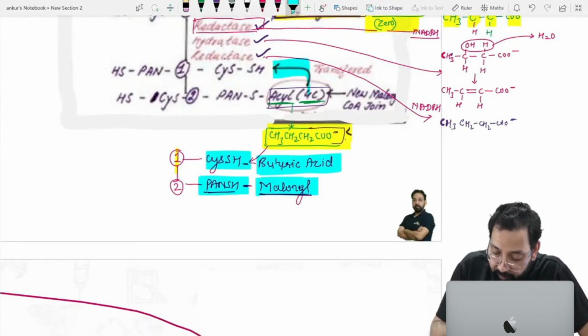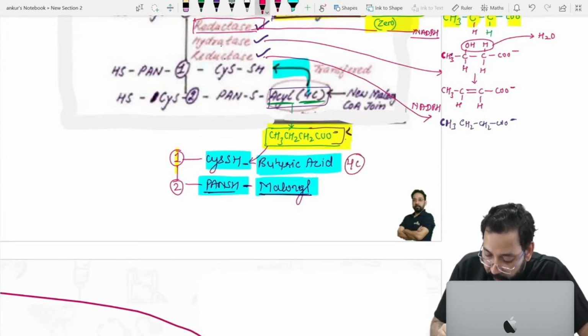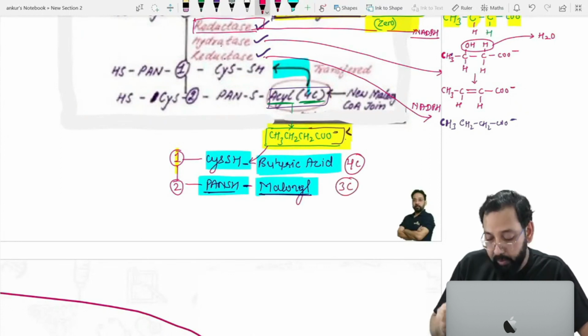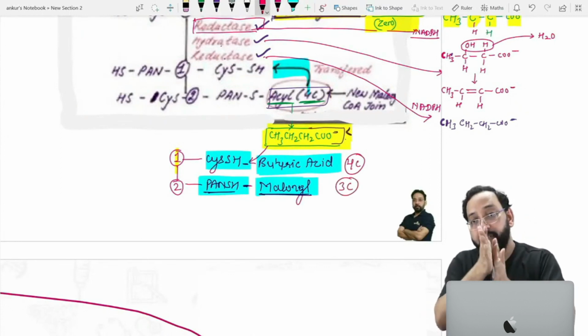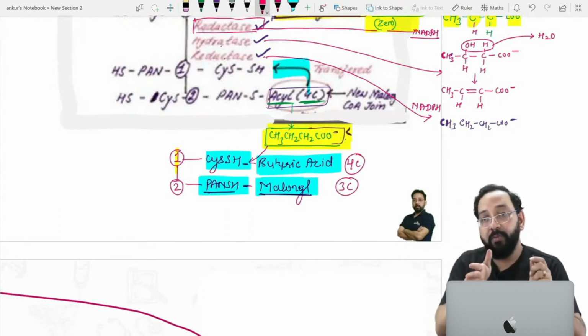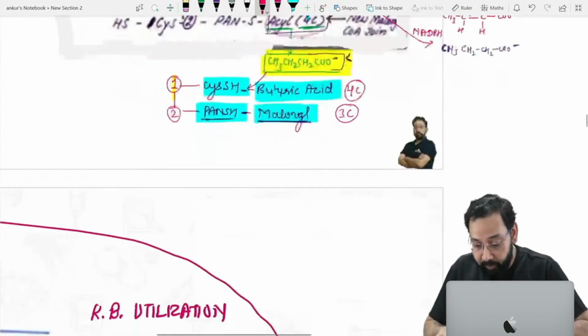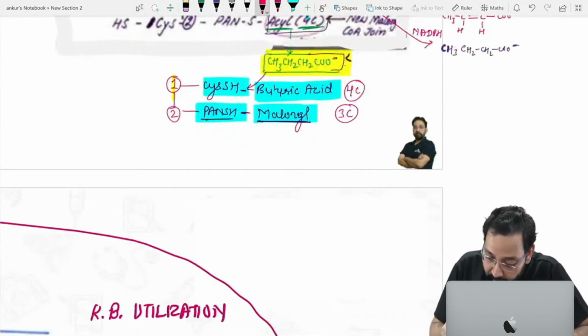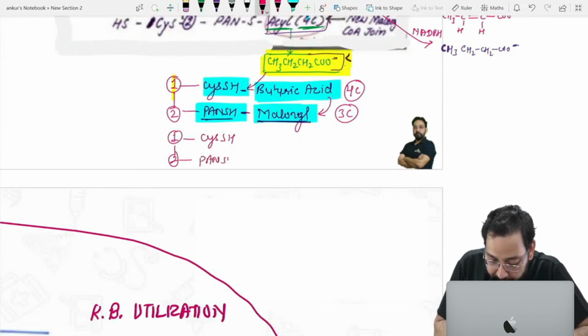Butyric acid is having how many carbons? 4 carbons. Malonyl coenzyme A is having 3 carbons. Now again a condensation reaction occurs. 1 CO2 is removed. So this butyric acid comes to this malonyl coenzyme A, with cysteine SH and pan SH. CO2 will be removed, and this pan SH would be containing keto acyl.